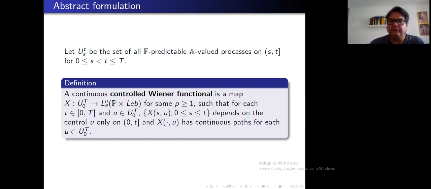So for us, a controlled Wiener functional is a map whose domain is the set of controls taking values in L^p, such that for each u and s, this family of processes depends only on the control u between 0 and t. And we are going to consider only continuous processes, so for each u, X has continuous paths. So a controlled Wiener functional is just a map satisfying these conditions. As I said, you should interpret capital X as the controlled state which drives the stochastic control problem.